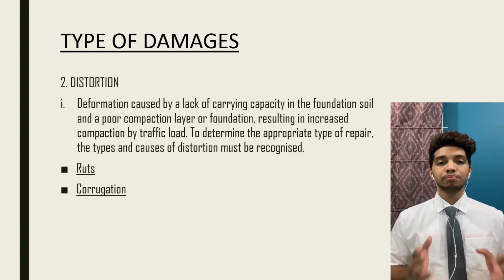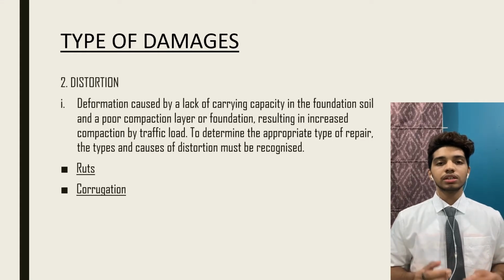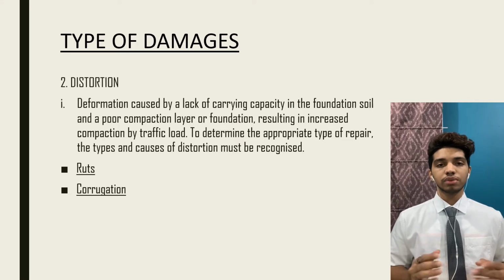Some examples of distortion are ruts, which is damage that occurs on the surface of the road caused by a less dense layer of pavement, so that there is additional compaction by repetition of traffic loads on the track wheels of the vehicle. This damage becomes a problem due to rainwater that falls on the surface of the road.